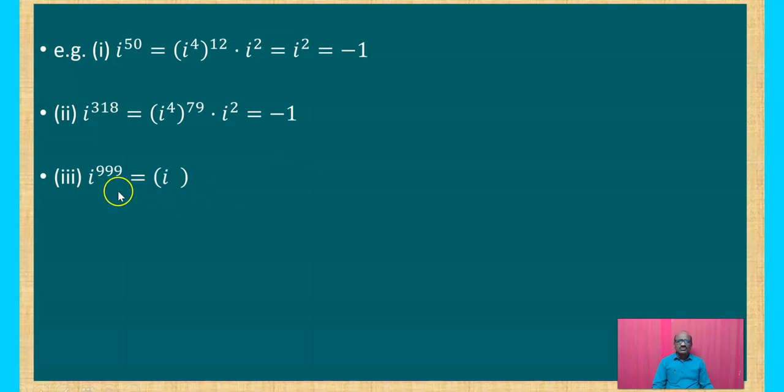Next is i raised to 999. Again it can be written as: divide this number by 4. Then you will get i raised to 4, the quotient is 249, the remainder is 3. But the value of this i raised to 4 and whole bracket to the 249 is 1. This is 1. 1 into i cube. But i cube is minus i. Therefore the overall value is minus i.